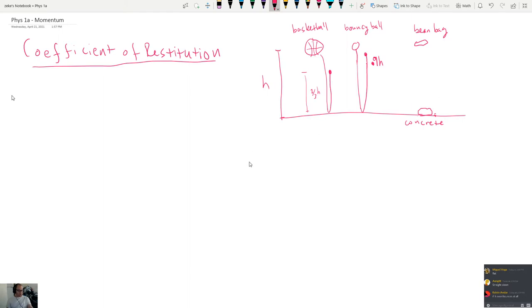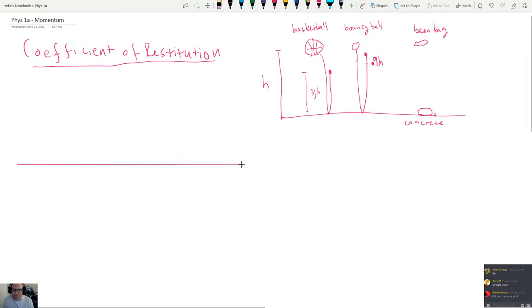Okay, so what's the point of this? The point is that different objects are going to bounce to different heights, right? We could drop a marble, a tennis ball, a baseball. They would all bounce to different heights. A baseball maybe wouldn't bounce very much, but it would bounce. Maybe a marble would bounce pretty high. And the way that we measure how high these things bounce back up is through something called the coefficient of restitution. This is a measurement of how springy, or technically how elastic, a surface can be.